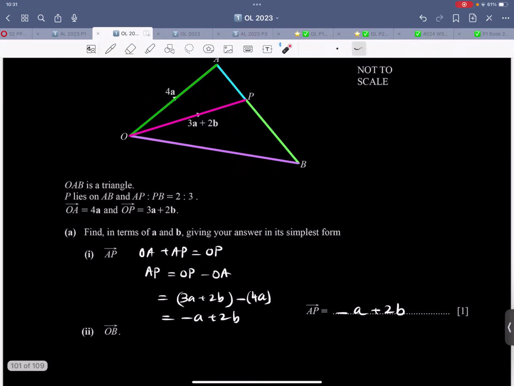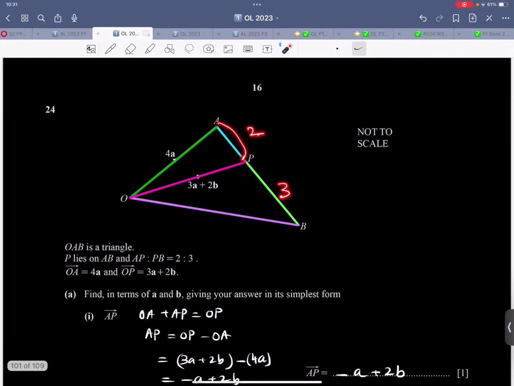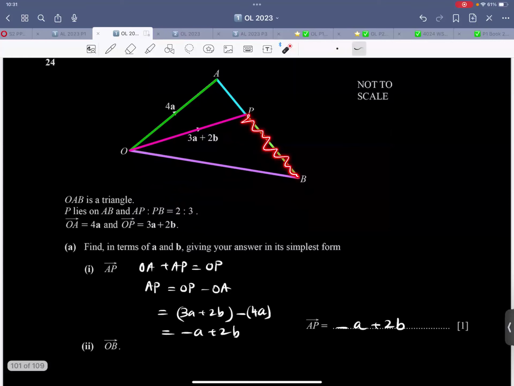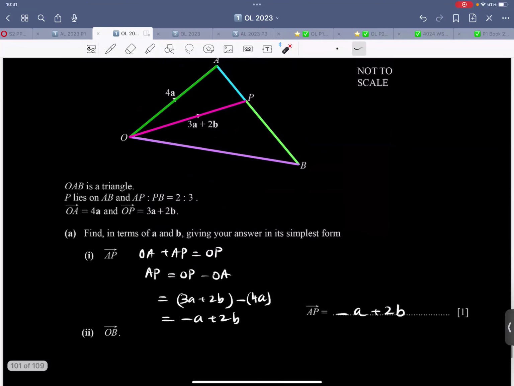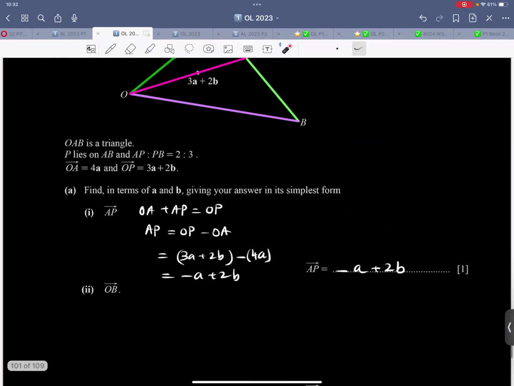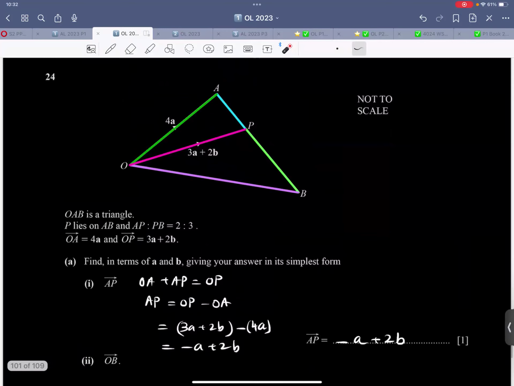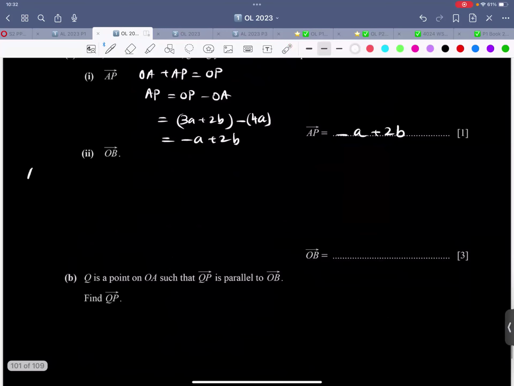Now it also says the ratio of AP to PB is 2 to 3. So AP is to PB is 2 to 3. Therefore, if I want AB, that is 2:5. So it's my choice. I can either work with PB and use this, or I can work with this and then find OB. It's completely your choice. So let me work with PB. So AP is to PB is 2 to 3.